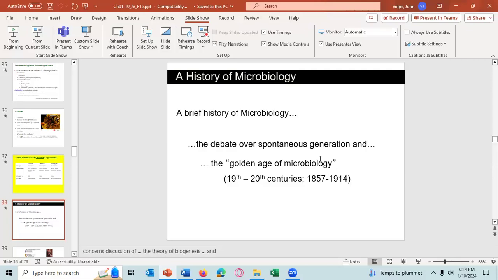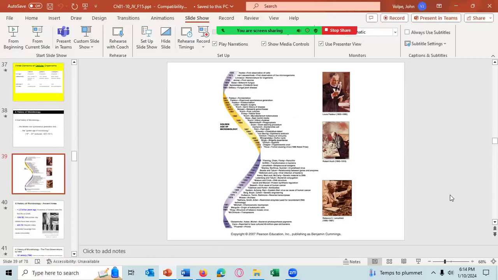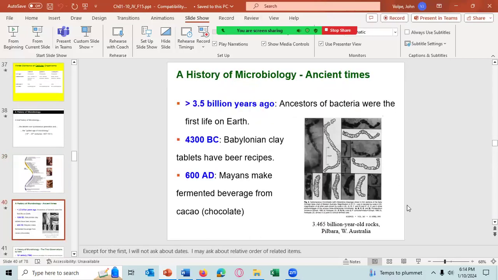The history of microbiology includes the golden age of microbiology, the early times of microbiology. Whenever a scientist looked at something, it was usually something new, and they discovered something new. That golden age happened from 1857 to 1914, but you do not need to know the dates in this course. You don't need to know any date except for one. You do need to know this very first date.